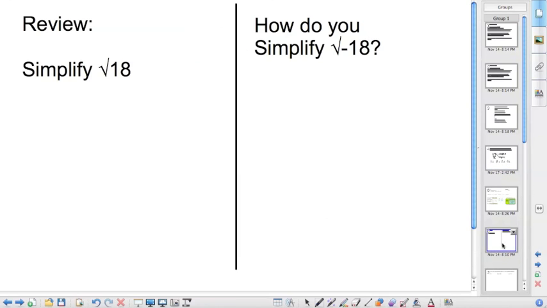Here are two examples now where we have to simplify. Now if we're going to simplify the square root of 18, we have to break it down into the square root of 9 times the square root of 2.